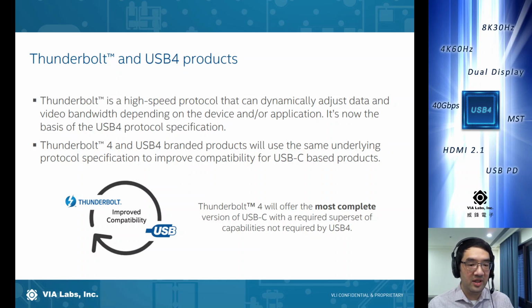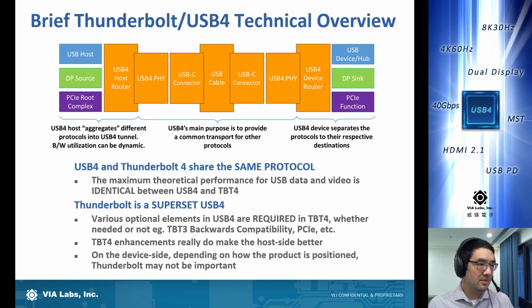On the host side, we think this actually makes a lot of sense. On the host side, you would want to have broad compatibility with all sorts of different devices, and we think that's great. On the device side, you may not necessarily need to have compatibility with everything, as long as the host side can support it.